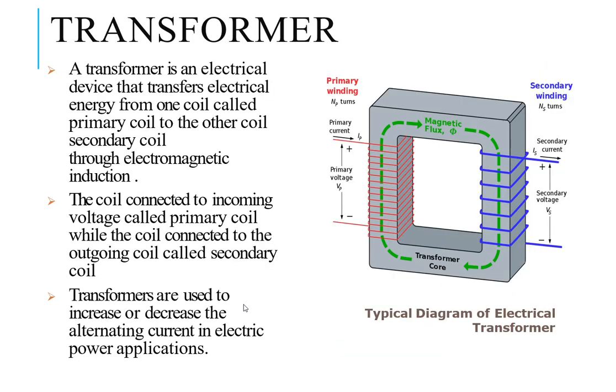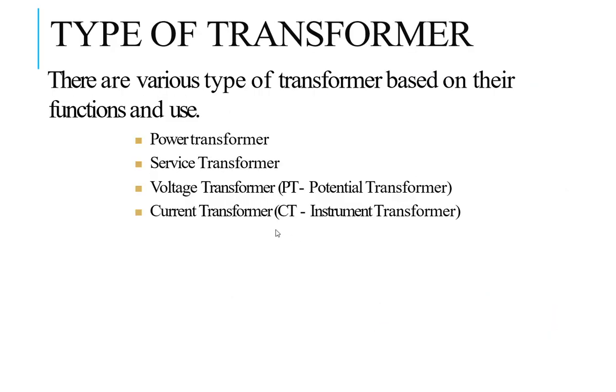repair work. Transformer. This is the main or critical component in the substation. A transformer is an electrical device that transfers electrical energy from one coil called primary coil to the other coil called secondary coil through electromagnetic induction. The coil is connected to the incoming voltage called primary coil, while the coil is connected to the outgoing coil called secondary coil. Transformers are used to increase or decrease the alternating current in an electric power applications. This is a typical diagram for a single phase electrical transformer.